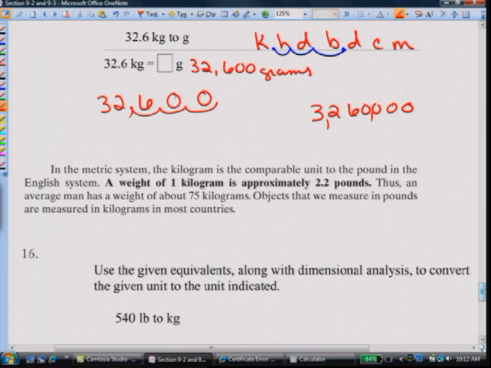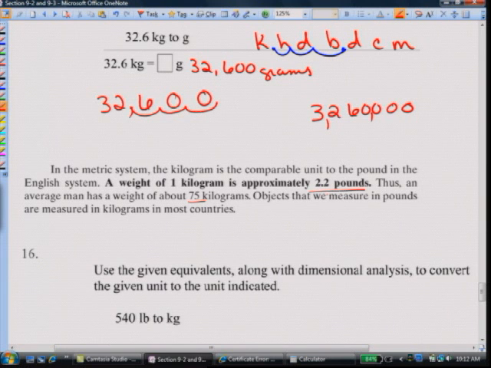All right. You can find anything on the internet. In the metric system, the kilogram is a comparable unit to the pound in the English system. A weight of 1 kilogram is approximately 2.2 pounds. So that is something else you have to think about. Are you going to be able to lift all of these kilos? Thus, an average man has a weight of about 75 kilograms, which immediately I'm saying, what's average? Well, if you do 75 times 2.2, that's 165, which they're saying is the average weight for a man.